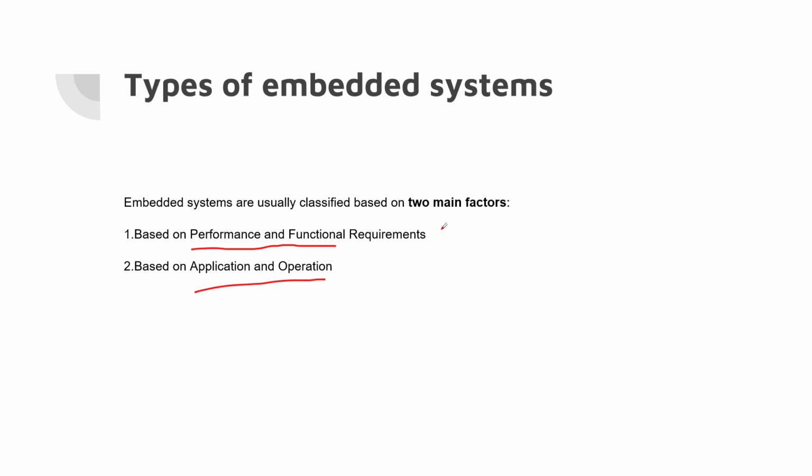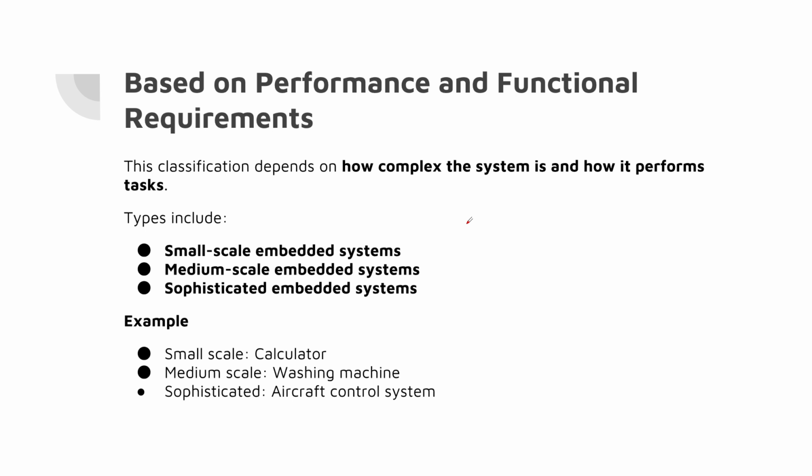In this, first we can see how they are classifying the embedded system depending upon the performance and the functional requirement. Based on performance and functional requirement, they are classifying how complex the system is and how it performs the task. They are classifying it as small scale embedded system, medium scale embedded system, and sophisticated embedded system.